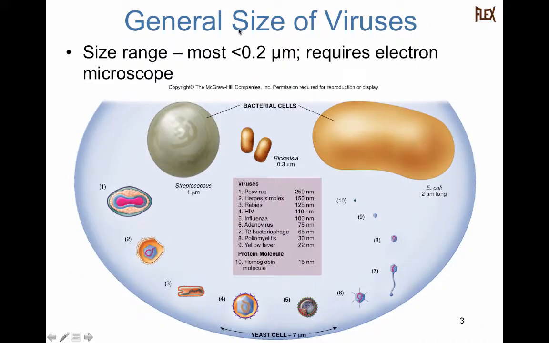Now, as far as the general size of viruses, they're much smaller than bacteria. So here, if you check out the scale, this is your basic E. coli, garden variety bacterium, about 2 microns long. Take a look at all of these viruses. So we're starting off with 1 going all the way up to 10, and here they're labeled. Pox virus is the largest known virus to cause disease in humans, and that runs about 250 nanometers.